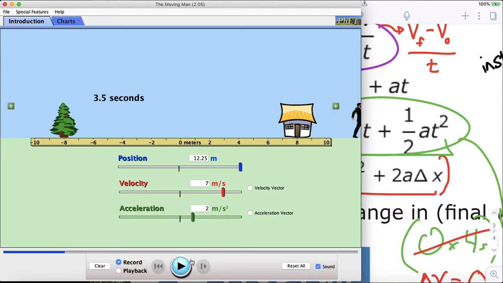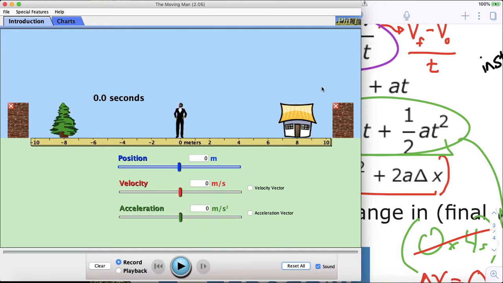All right. I went a little over 4 seconds. Position was 17 meters, but that's still pretty close. Let me try again. See if I can get exactly 4 seconds. I wish you could program it to say just run 4 seconds. But anyway, I'll push play.